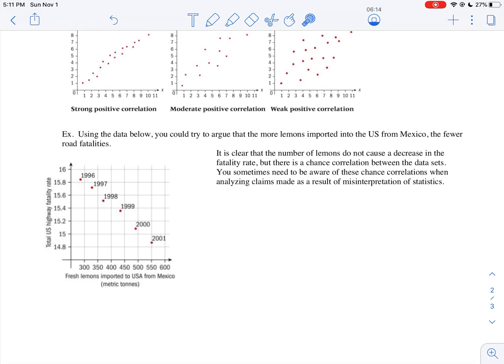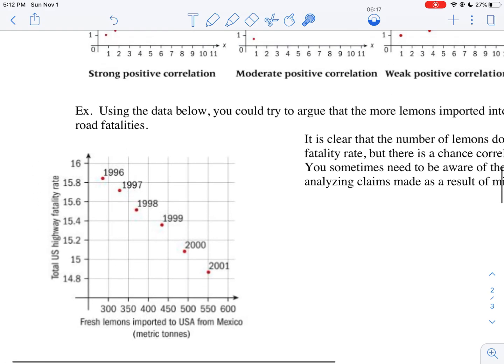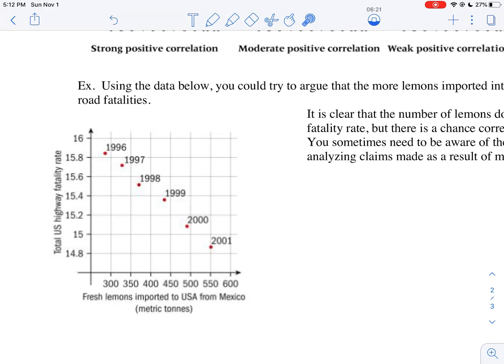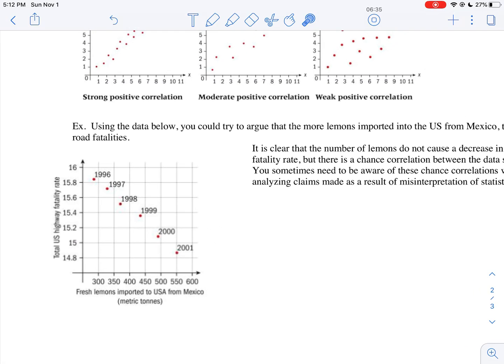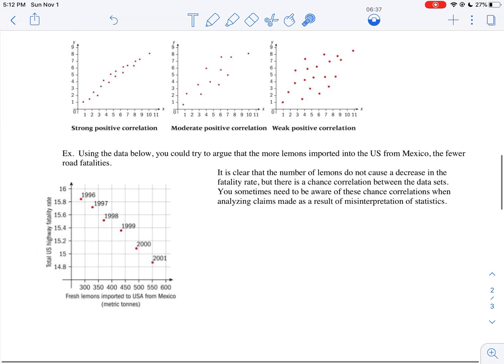All right, using the data below, okay, so what I want you to look at here is the bottom: fresh lemons imported to the U.S. from Mexico. So 300 metric tons, 350, up to 600 metric tons. And then here's the total U.S. highway fatality rate. So using this data, you could try to argue that the more lemons imported into the U.S. from Mexico, the fewer the road fatalities.